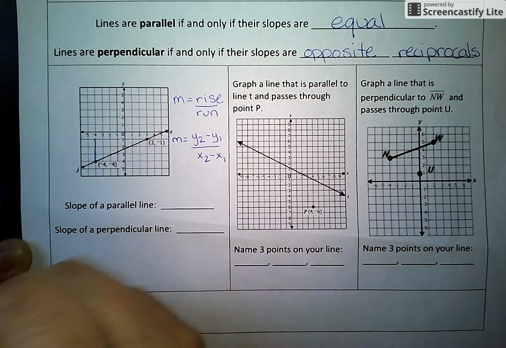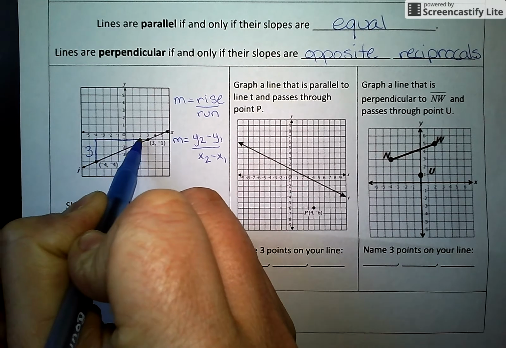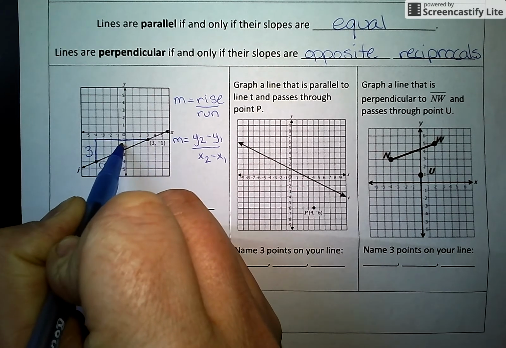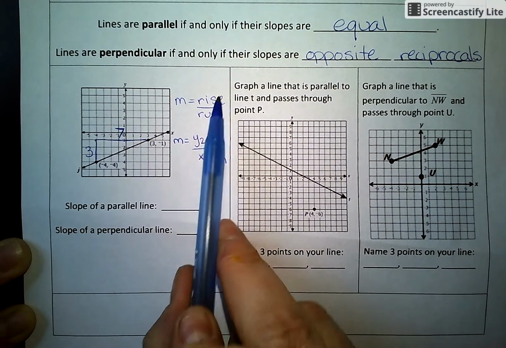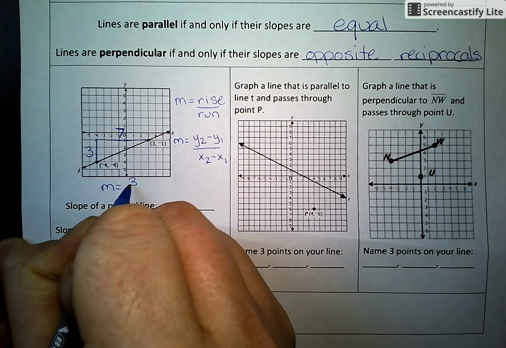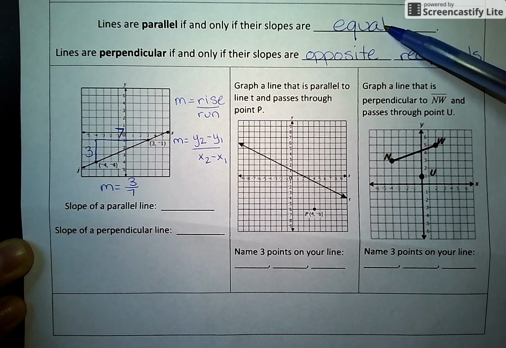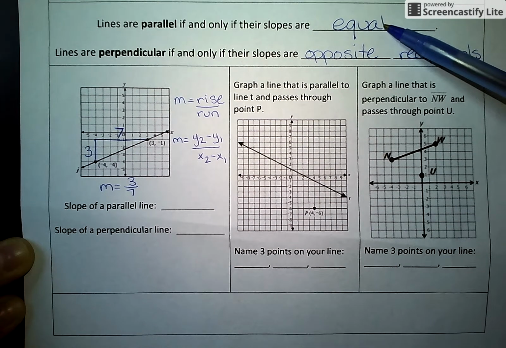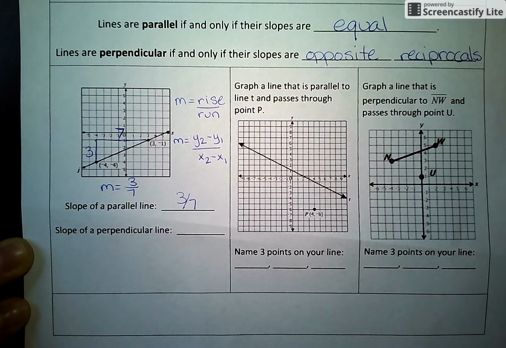Rise 3 places, run 1, 2, 3, 4, 5, 6, 7 places. Therefore, the rise over run is 3 over 7. Well, since parallel lines have to have the exact same equal slope, then the slope of a line parallel to this one would also be 3/7. Rise of 3, run of 7.